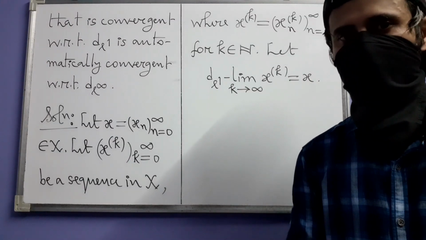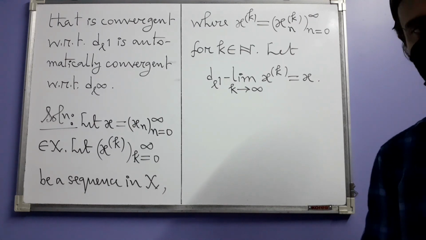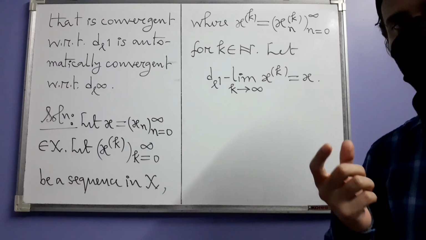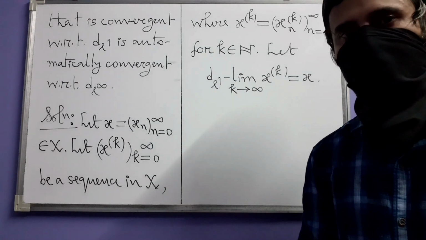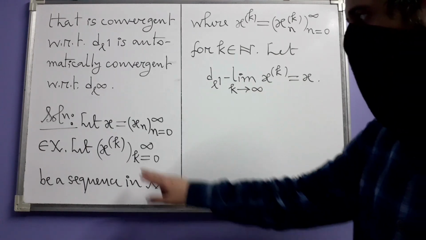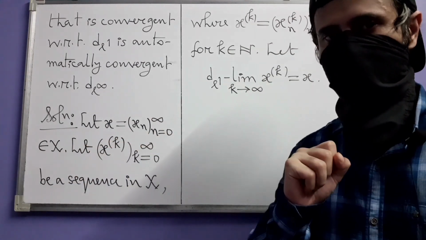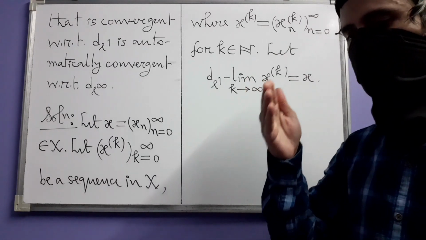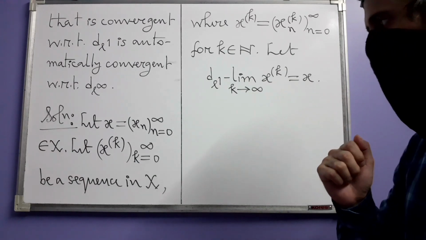So we first show that any sequence in X which converges in X to some point with respect to dl1 is also convergent to that same point with respect to dl infinity. And so we start the solution accordingly. We let x be any point in X, which is a sequence, obviously a sequence of real numbers, for which the series summation mod xn is convergent.